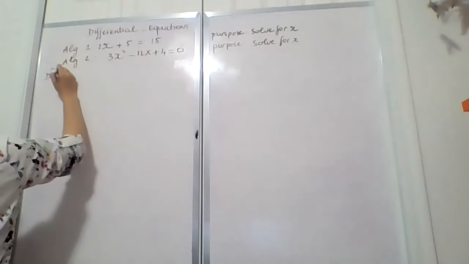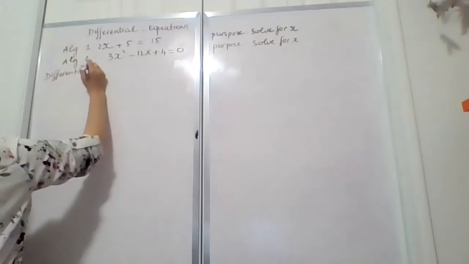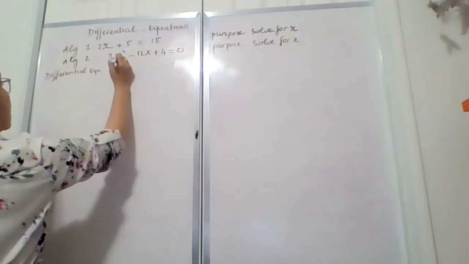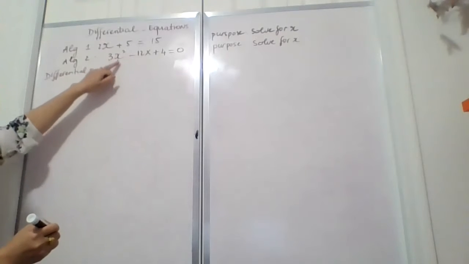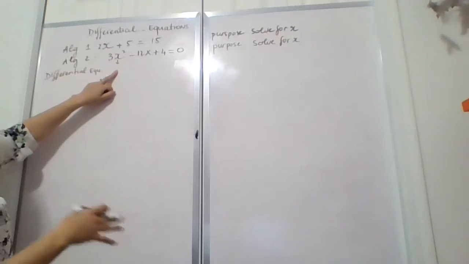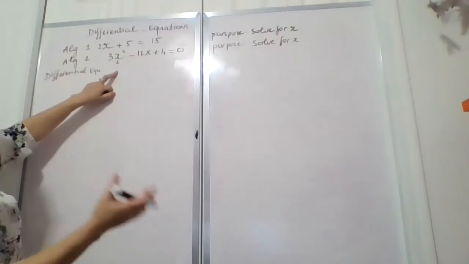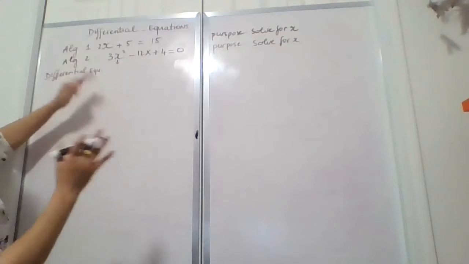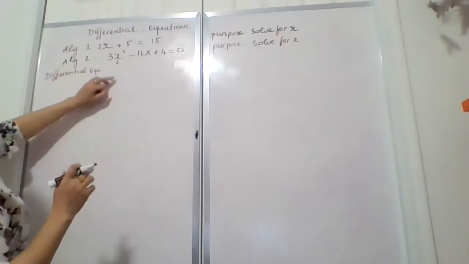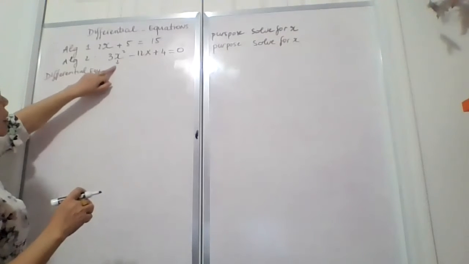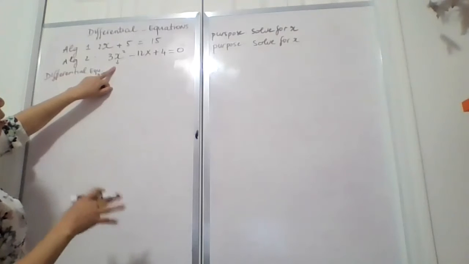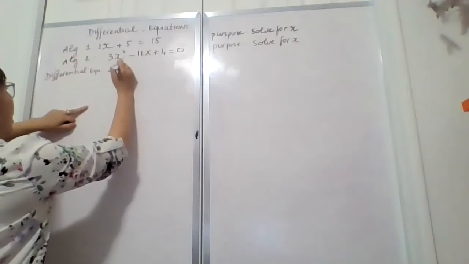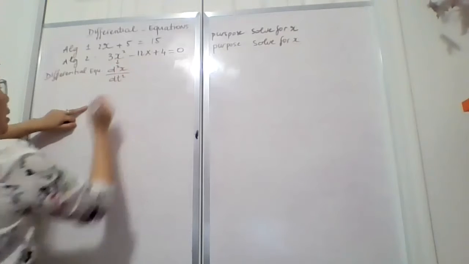In algebra, this x squared is just a regular number, and if we solve, we get x equals 6 or minus 8 or minus 17, whatever. But in our differential equation, this is no longer just a number value. You will see something like d squared x over dt squared.